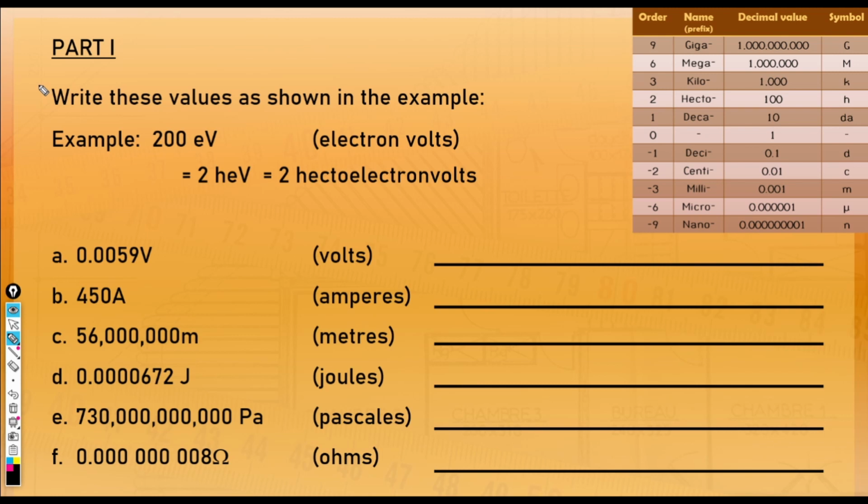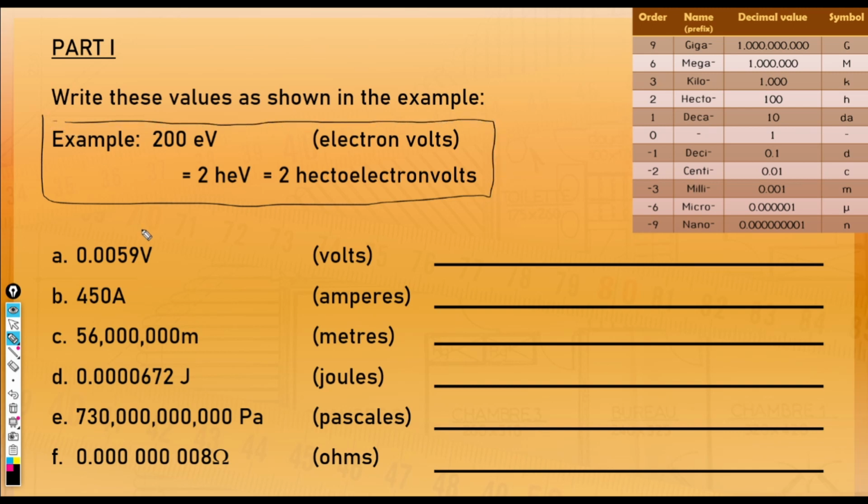So in this first screen, it says write these values as shown in the example. So here is the example, and if you think you can write these out now, then please go ahead and pause the video and have a go at that. But here, the first example is 200 eV, so that's small e, capital V, and these are electron volts, which are a real unit, although probably not one that many people have heard of. So if you have 200 electron volts, how will we rewrite that using orders of magnitude?